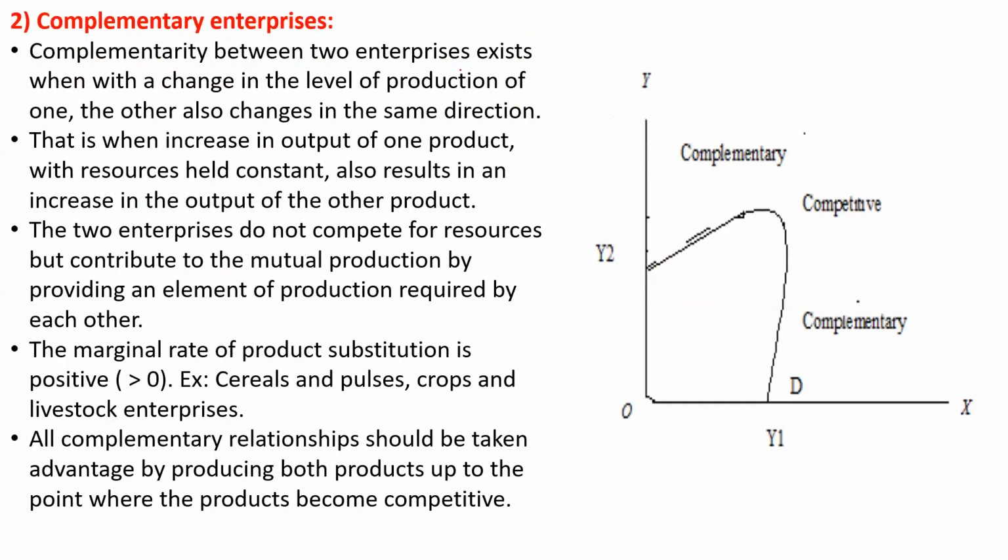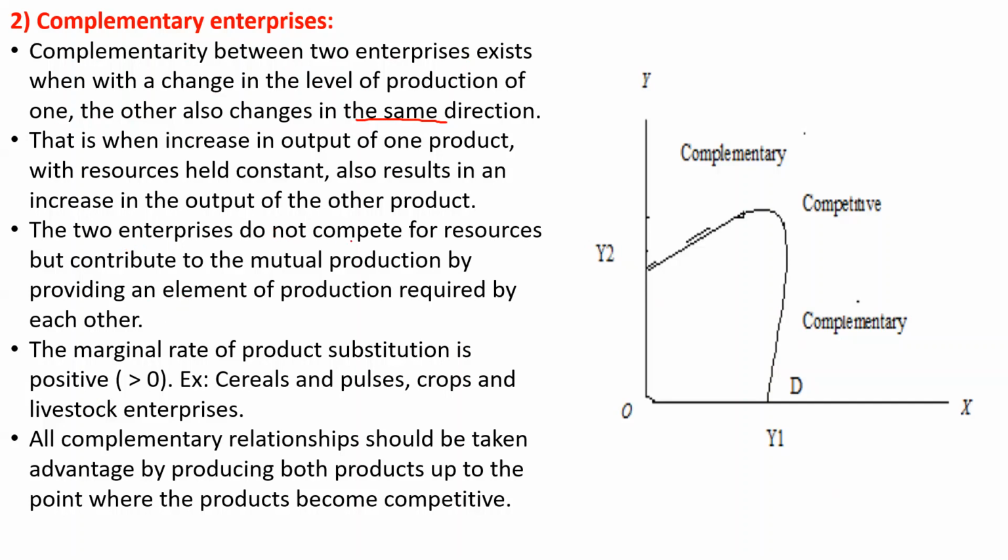Complementarity between two enterprises exists when with change in level of production of one product, the other also changes in the same direction. मतलब अगर हमने एक प्रोडक्ट का आउटपुट इंक्रीज किया है तो when resources are held constant, it results in the increase in the other product also. मतलब y1 and y2, y1 हमने इंक्रीज किया तो y2 भी इंक्रीज होगा, तो उसे हम complementary relationship कहते हैं.